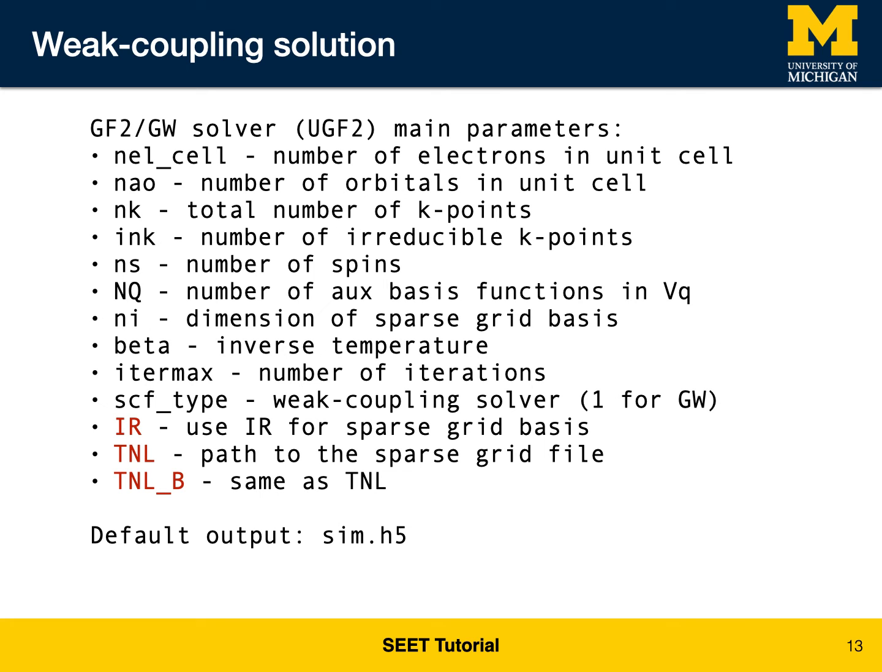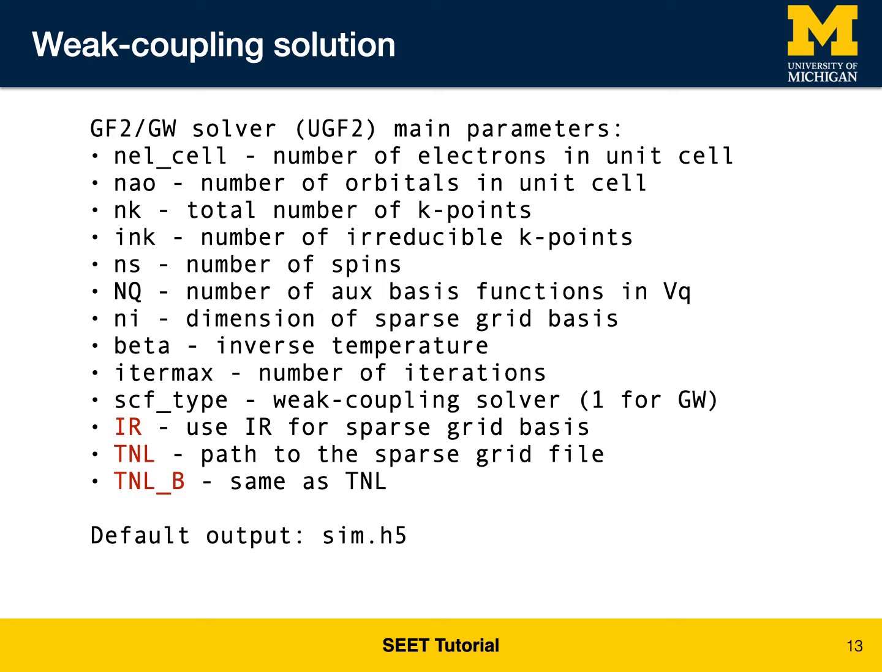It has many parameters, probably about 3 dozen or something like that. But the main parameters are here. So you need to tell how many electrons you have in your unit cell, how many orbitals you have in a unit cell. Then you need to tell the solver how many K points you have. And if you use the irreducible grid, you also need to tell how many irreducible K points you have. Then you can choose the number of spins. If it's 1, it's apparently the spin restricted solution. If it's 2, it's a spin unrestricted solution.